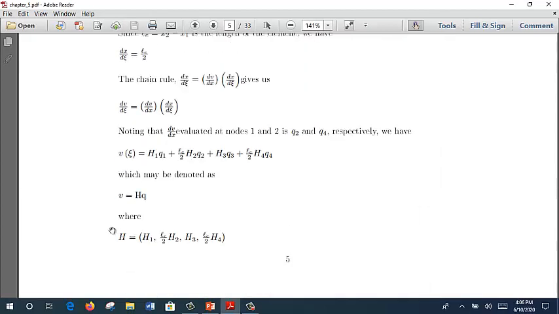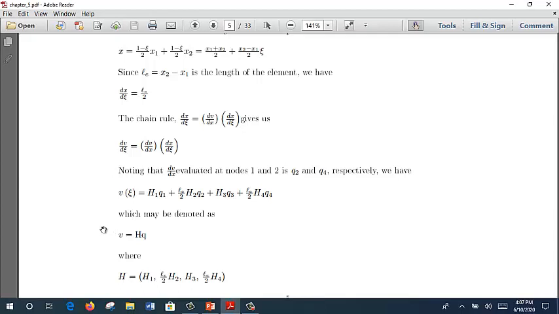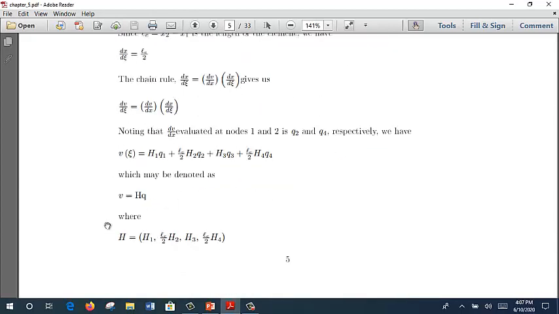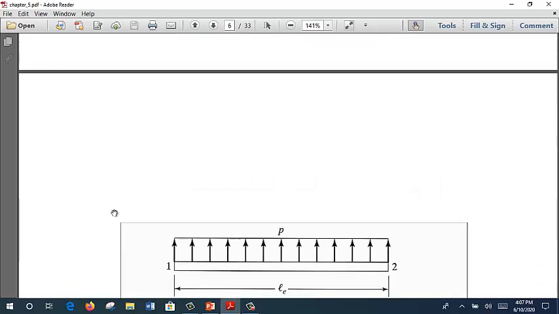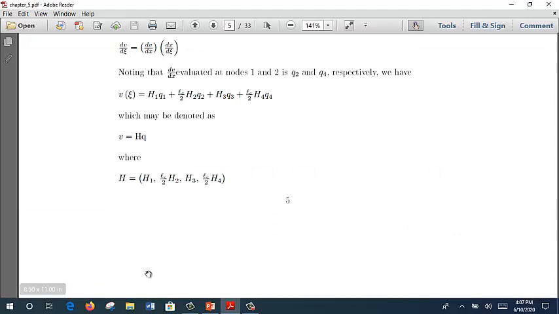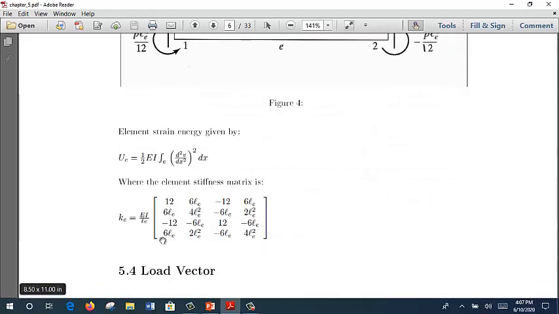Sorry, we continue a little bit about this one. After you finish and get the value for the deflection, you can continue using the element strain energy that I mentioned before to you. So it's equal to half EI integration of the double differentiation of v over dx squared dx. This is just for your knowledge and understanding.